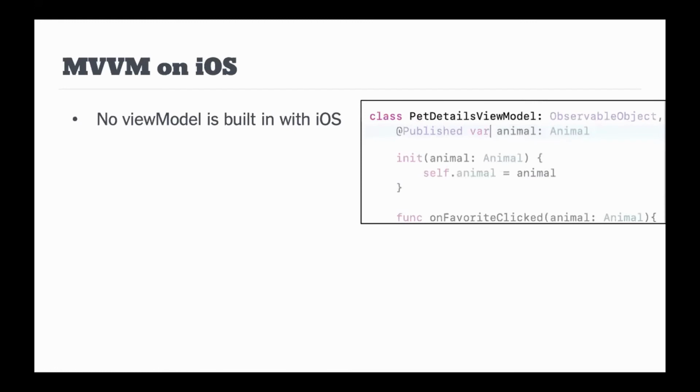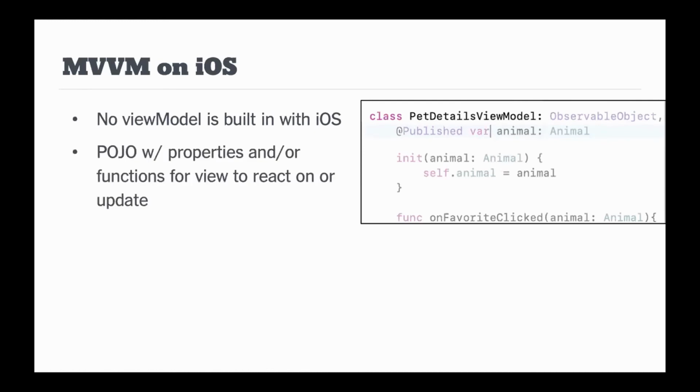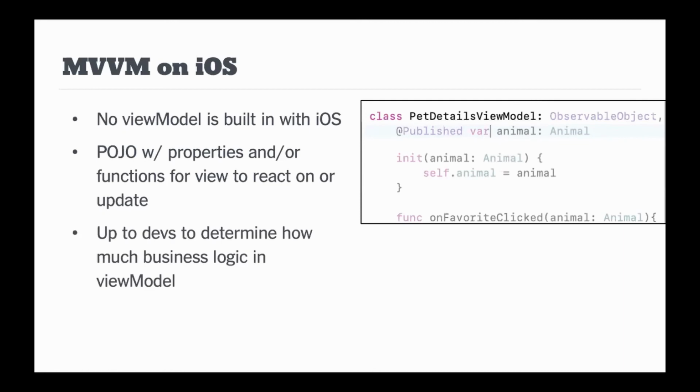Now, it's important to note for Android developers getting started in iOS that if you're using MVVM in iOS, there is no view model class or type built in with iOS that controls one lifecycle for you. If iOS developers are using view models, that's just a regular class they've created for themselves. Usually it will have properties or functions for the view to react off of or update. And it's really up to developers to determine how much business logic they'd like to put in the view model or a model or repository, some other structure.